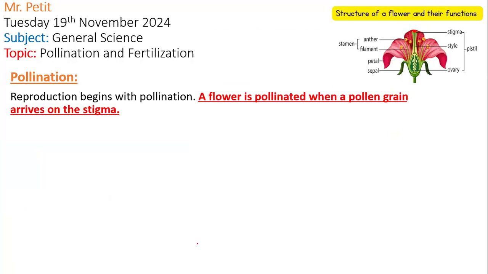All right, Antoine, what is the definition of pollination? How do we know when a plant or flower is pollinated? A flower is pollinated when a pollen grain arrives to the stigma. Very good, Charisse.